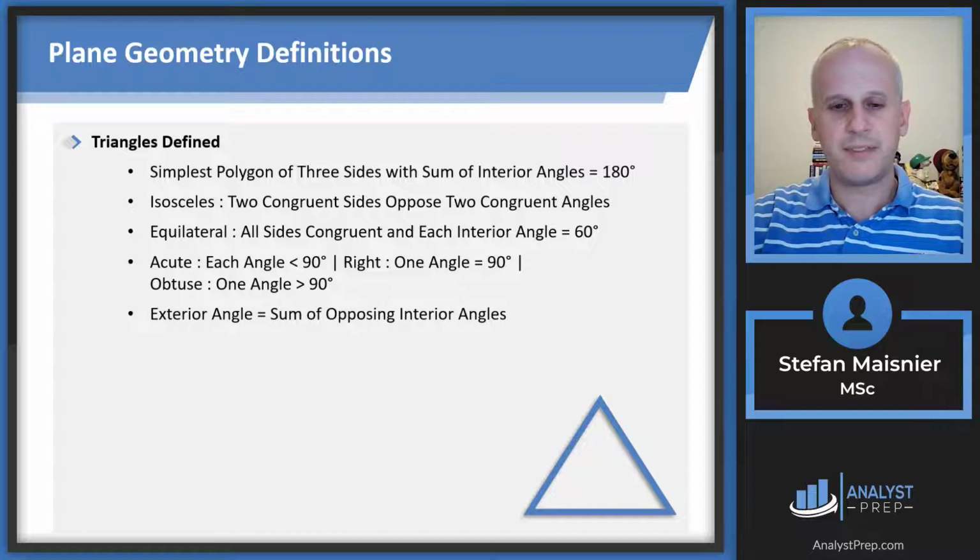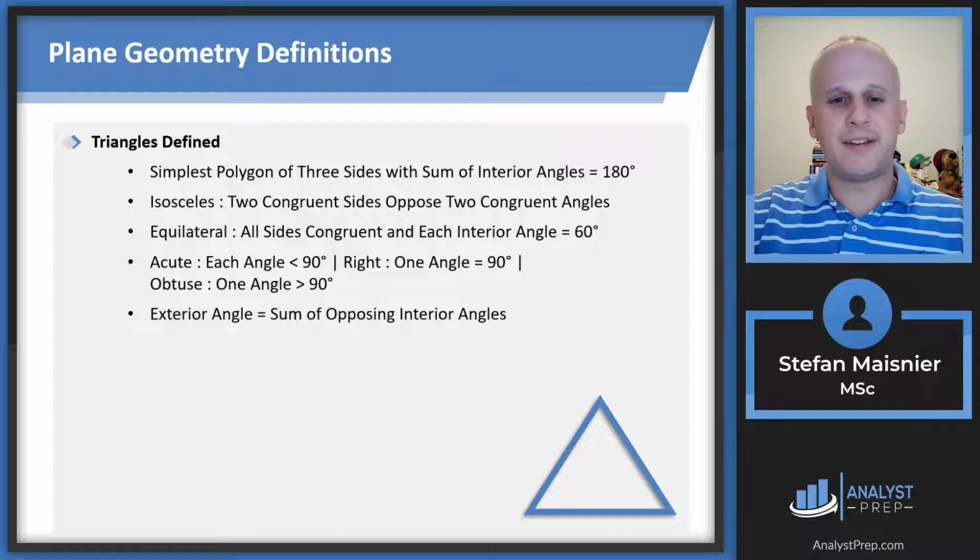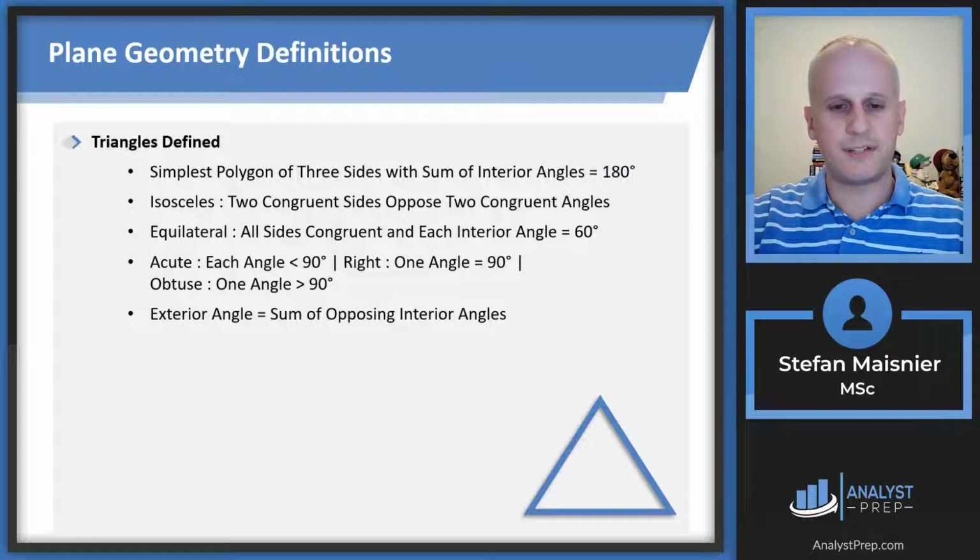Similarly, you can only have one angle that would be obtuse, and thereby name your triangle as obtuse. Now, you also can have an exterior angle of any triangle with just extending the line past the vertex for one of them, and that is going to be equal to the sum of opposing interior angles. And we can see that illustrated here.